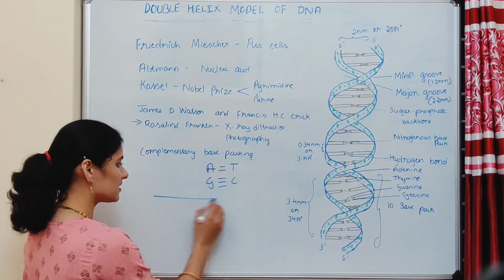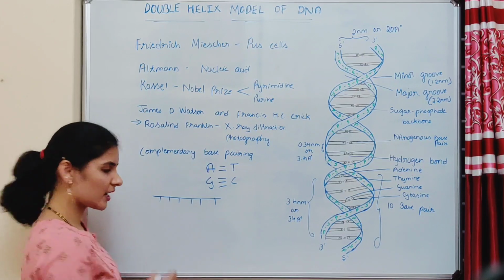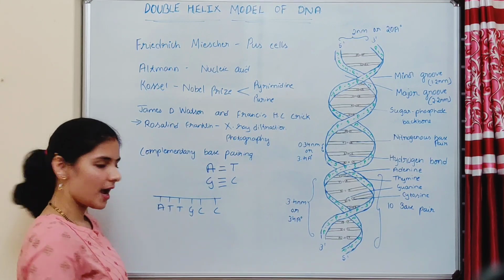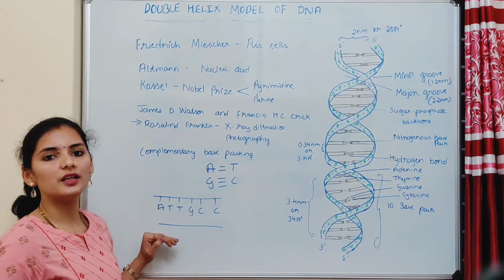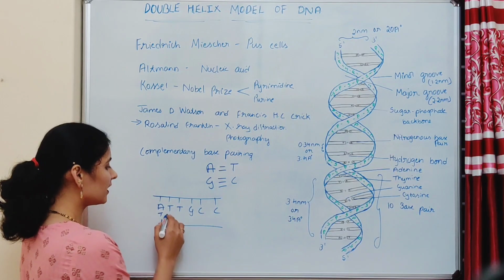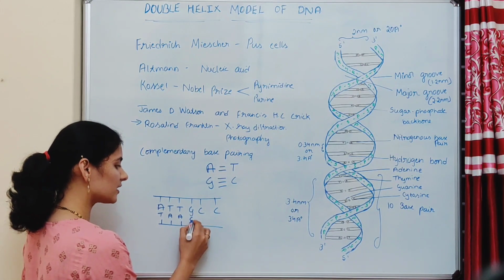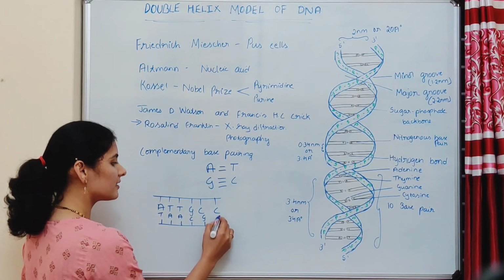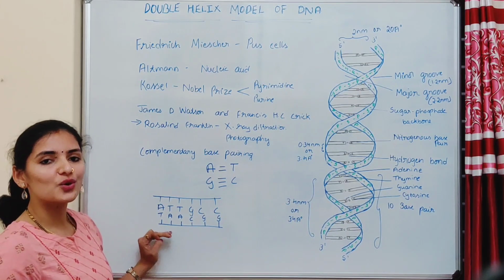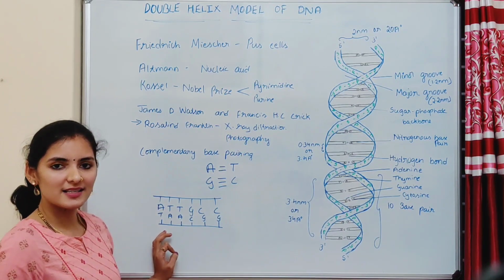For example, imagine this as a DNA strand, and the base sequence of this strand is A, T, T, G, C, C. And you can predict the base sequence of the other strand: A always pairs with T, T always pairs with A, T always pairs with A, G always pairs with C, and C with G, and C with G. So this is the base sequence of the other strand. So if you know the base sequence of one strand, the base sequence of the other strand can be easily predicted.